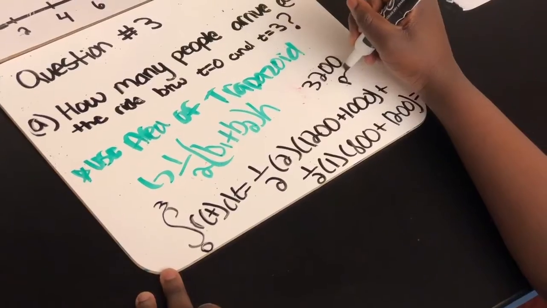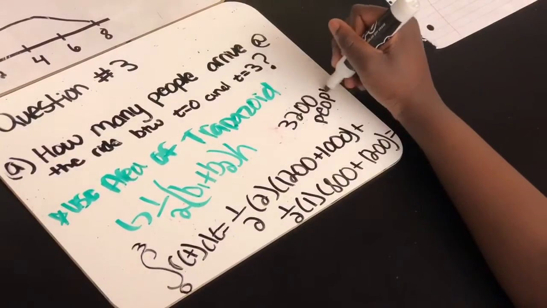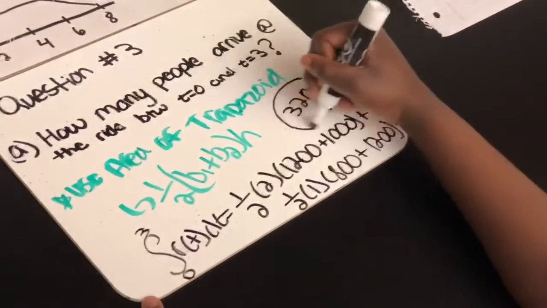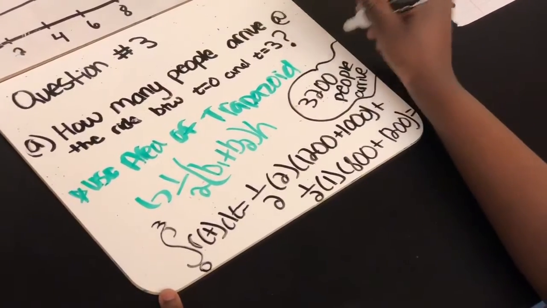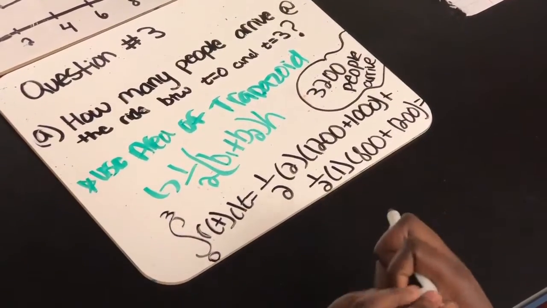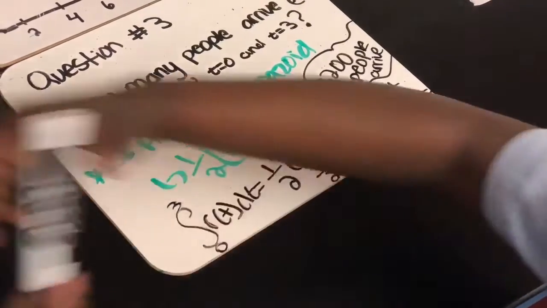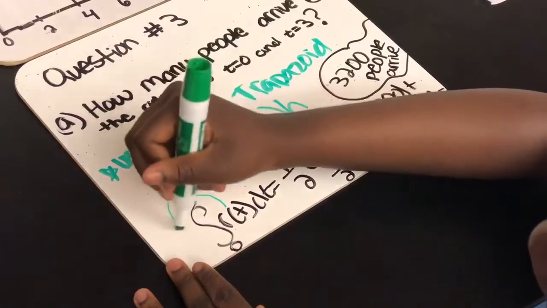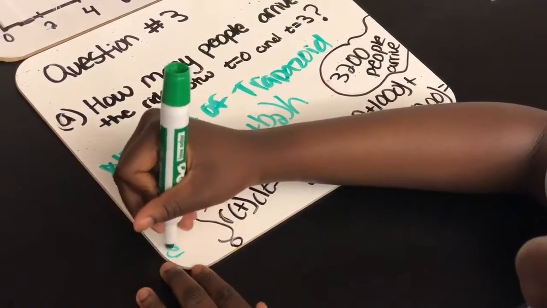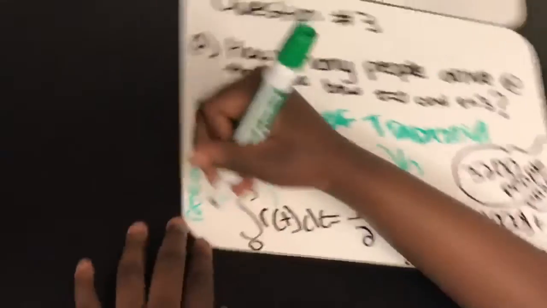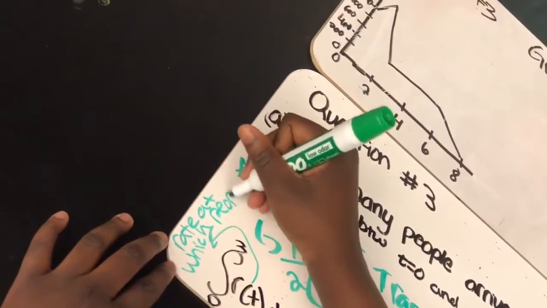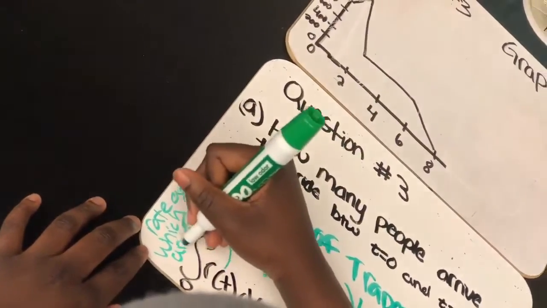And don't forget, you do this because in the graph you see that at time 3, 1,200 people arrive. So you just use the graph. Don't forget to use the graph. That will be very helpful for you. Also, r of t is equal to the rate at which people arrive.